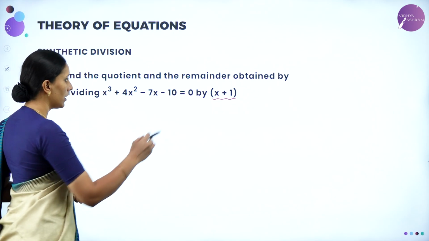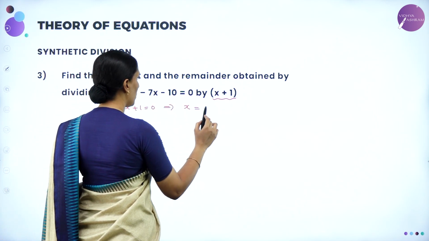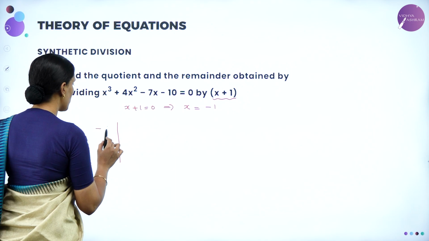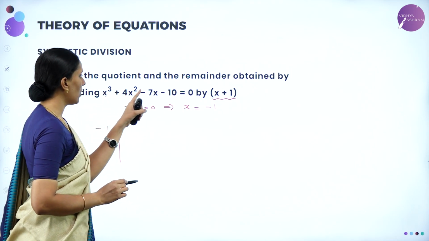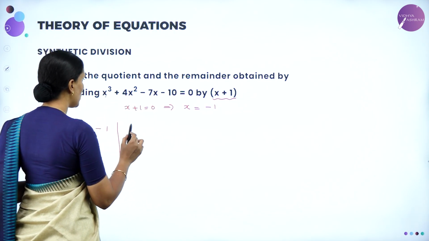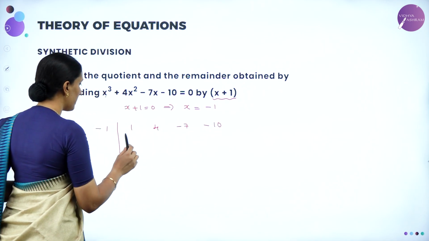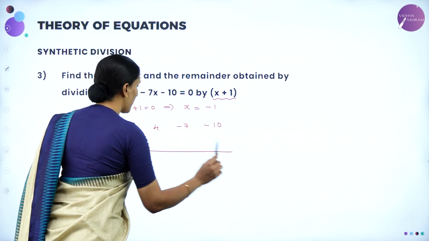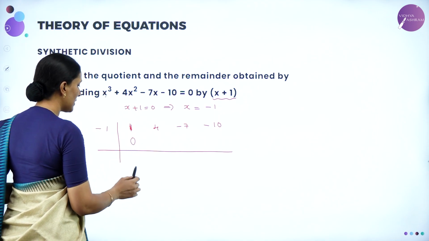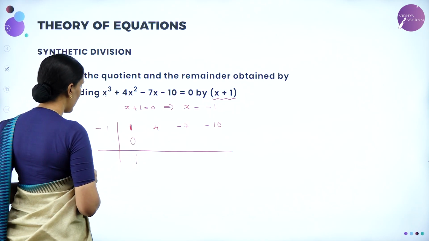Now since we have x plus 1 is equal to 0, that implies x is equal to minus 1. So here we'll divide this equation by minus 1. The next thing is you need to write the constants of the given cubic equation, that is a, b, c, d. Now what is it? 1, 4, minus 7, minus 10. The next step is in the second row, you need to take the first number as 0. Add this number. So this is 1 plus 0, 1. Now go on multiplying and adding the remaining numbers.